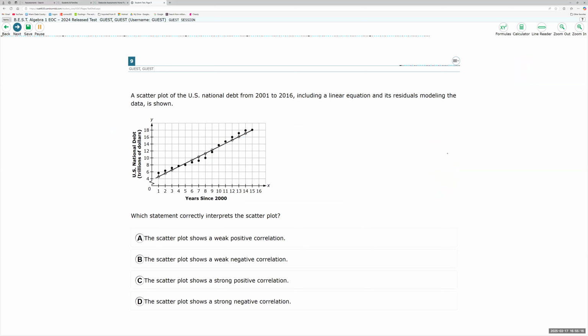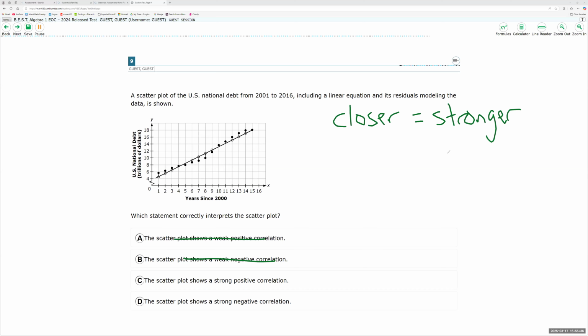Okay, so when we see a line like this, the closer the points are to the line, the stronger it is. So closer to the line means stronger. So wherever it says weak, we can cancel.